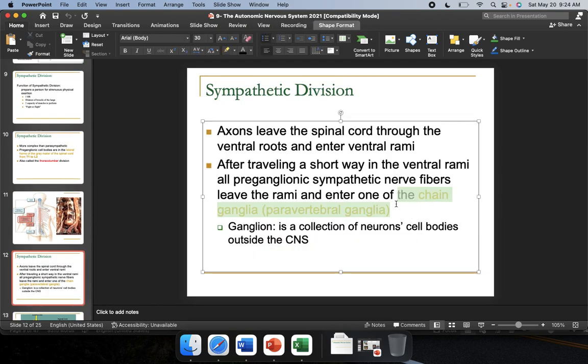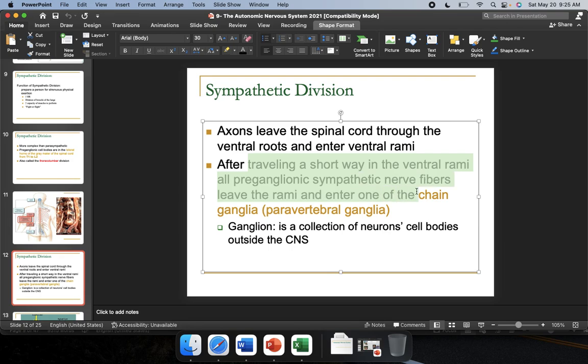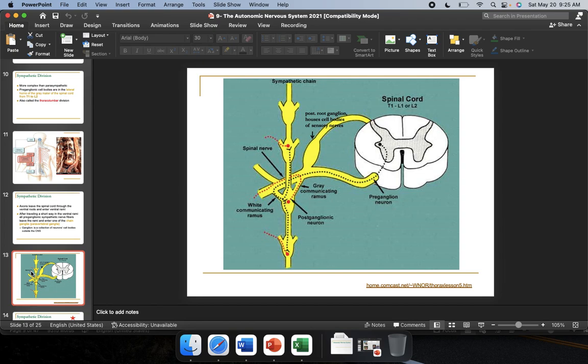Here we go into the chain ganglion. After traveling a short way in the ventral rami, all preganglionic sympathetic nerve fibers leave the rami and enter one of the chain ganglia. So here we go, a diagram to help us understand this. So the sympathetic nerve fiber, T1 to L2, we're going to leave the spinal cord, travel down the ventral rootlets or the anterior rootlets. We're going to go into the spinal nerve.